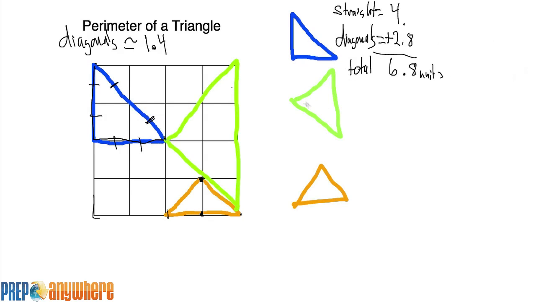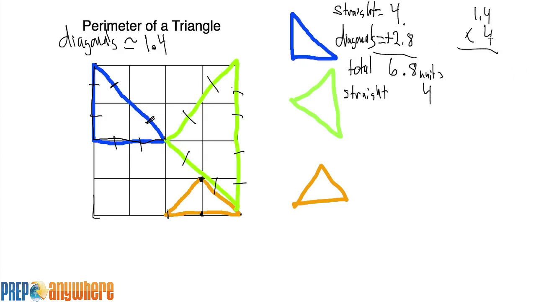Let's look at this big greenish yellowish one. And I look at my straight parts. And the parts that are along the edges, I see I have here is 1, 2, 3, 4. 1, 2, 3, 4. So it's going to be 4. My diagonals, I have 1, 2, 3, 4. It's okay that they're on different sides. They're all still diagonals. They all have the exact same distance. So my diagonals is going to be 1.4 times, what do I have again? 1, 2, 3, 4.